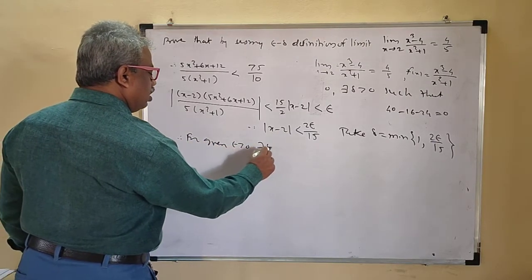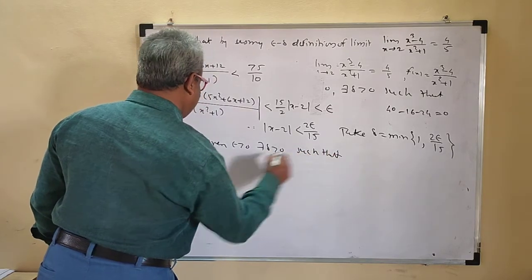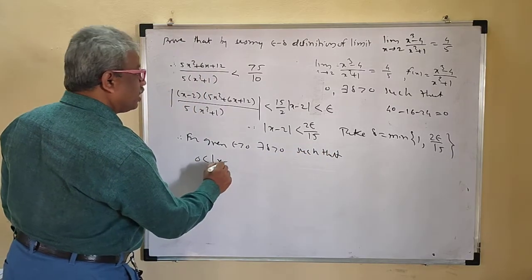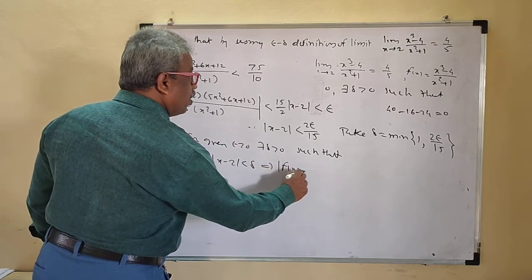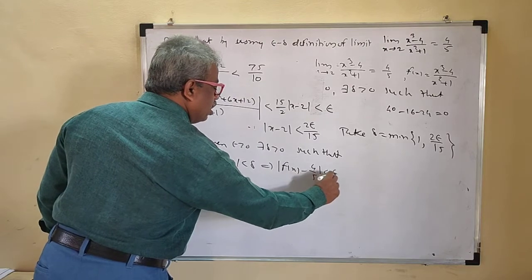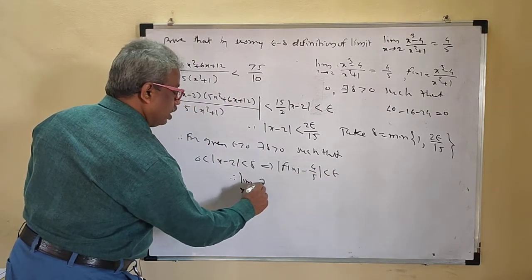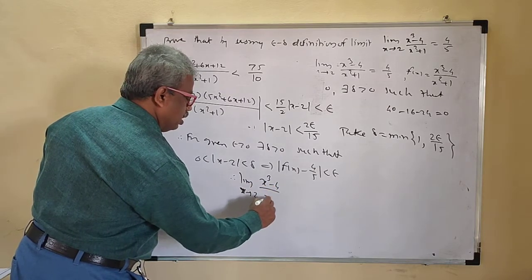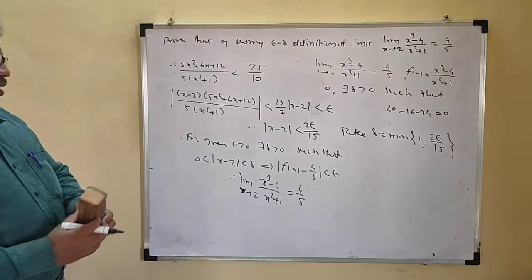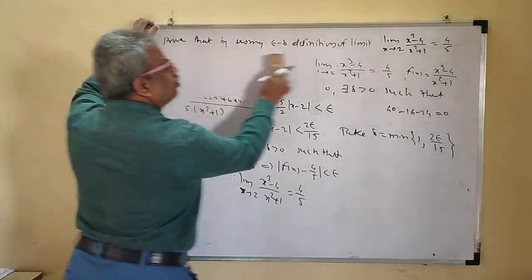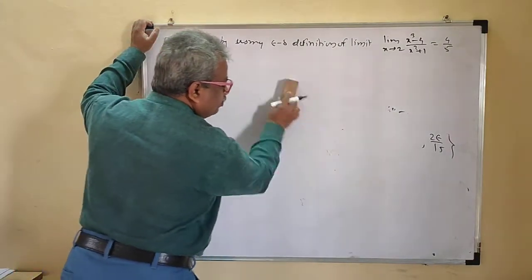Okay, so therefore for given epsilon greater than 0, there exists delta greater than 0 such that 0 less than mod of x minus 2 less than delta implies that mod of f of x minus 4 by 5 is less than epsilon. Therefore limit x tends to 2 of x cube minus 4 upon x square plus 4 is equal to 4 by 5. Right? So you have to practice on it so that the problem will be easy. Okay, so we'll do one more problem.